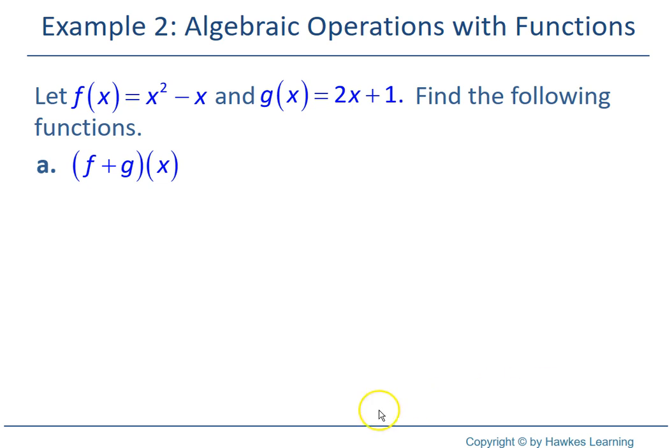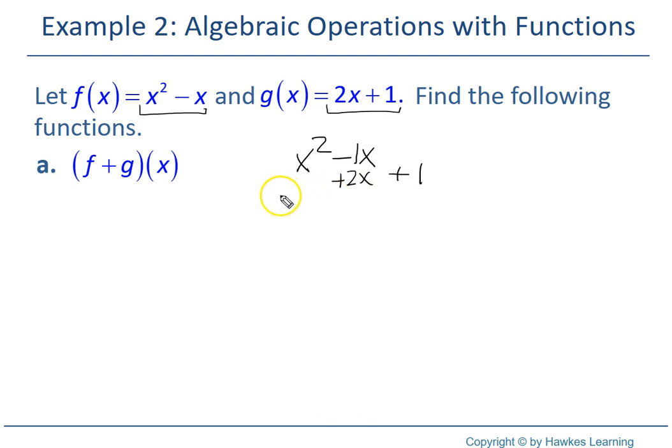Okay, now we're going on to example 2. Now as you look at this, you'll notice it's the same operation. We're going to add the function of f to the function of g. So it's this added to this. And again, I would suggest x squared minus x. And this is going to be plus 2x plus 1.